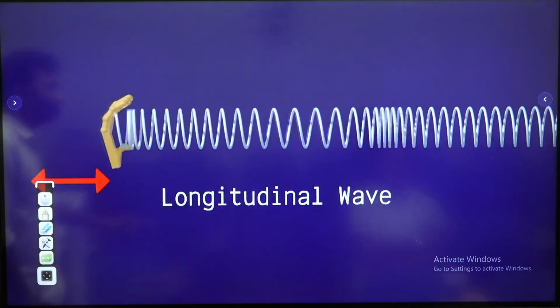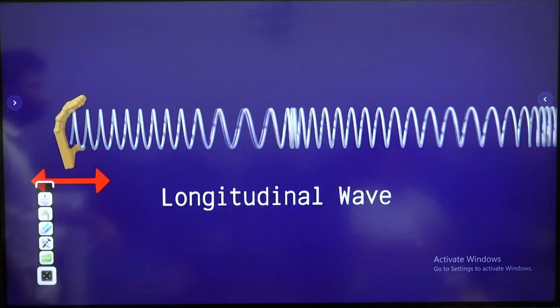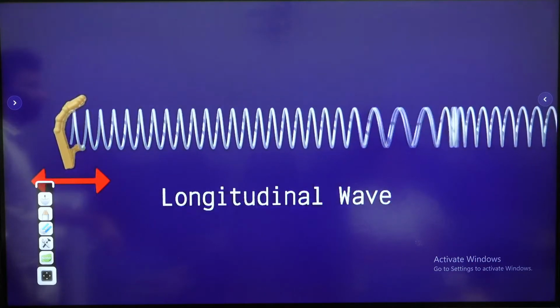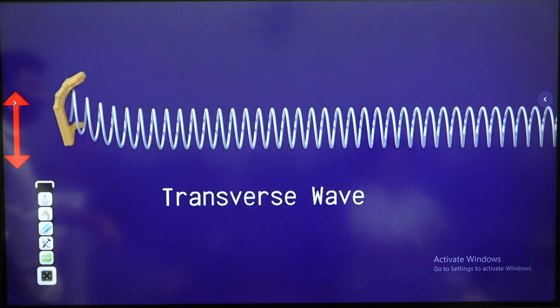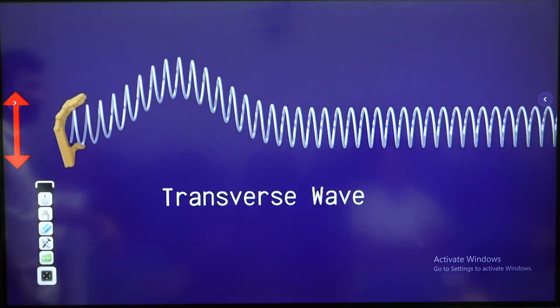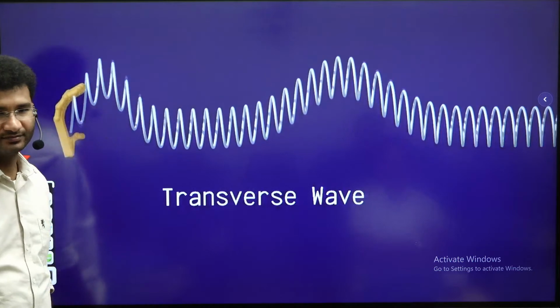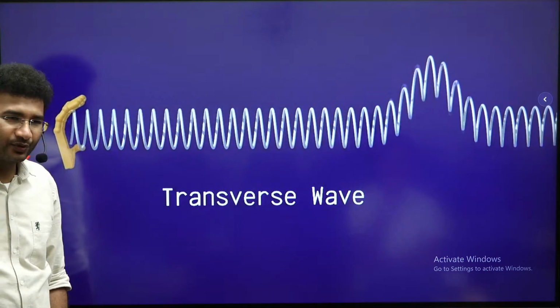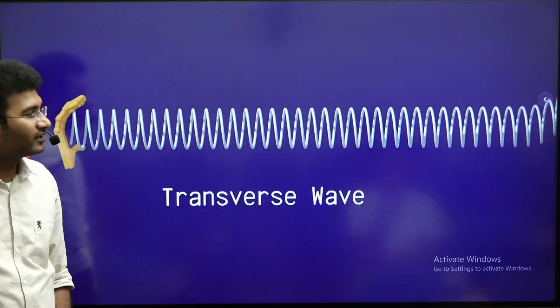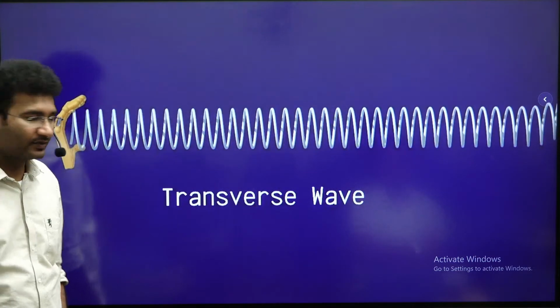Look very carefully. This is a longitudinal wave, and let's see the transverse wave. This is a transverse wave. Now P waves are considered to be longitudinal, S waves are considered to be transverse, right?